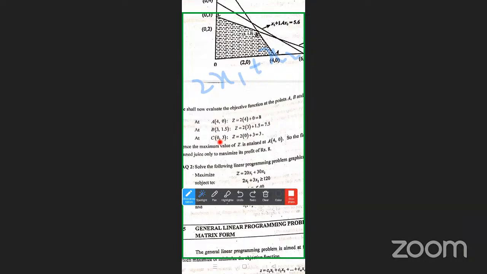So that is 3. But here the given objective function is maximum. So maximum is nothing but we take the maximum value. So the maximum value is 8. So here we are taking 8. Therefore the maximum value of Z is attained at the point (4, 0). So therefore the maximum profit is 8 rupees. So this is the second example.